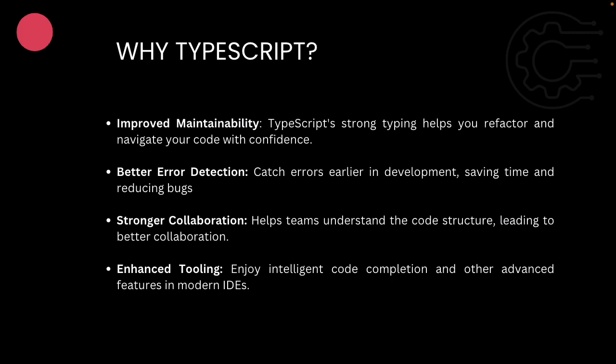Stronger collaboration is about your code becoming self-documenting. If you have ever worked with something called JSDoc, you can mention right above your code that this function takes 2 parameters, and the first parameter has to be this. You don't have to write all those things. Your TypeScript code automatically becomes self-documentation, and that enables strong collaboration.